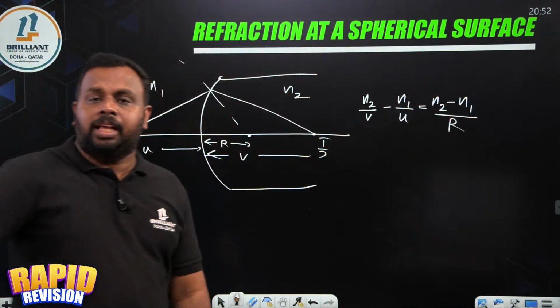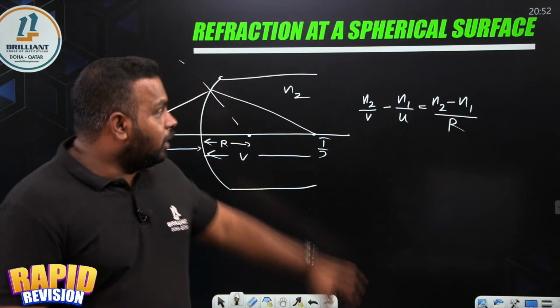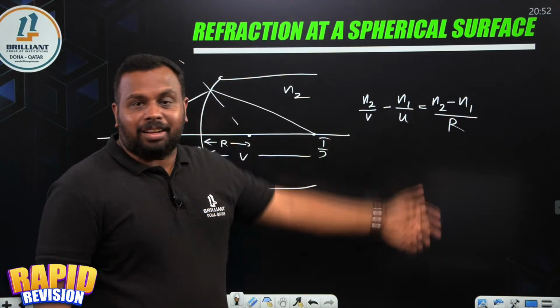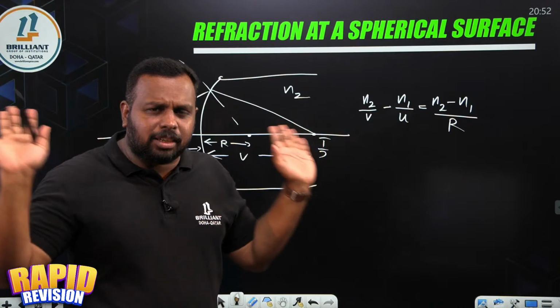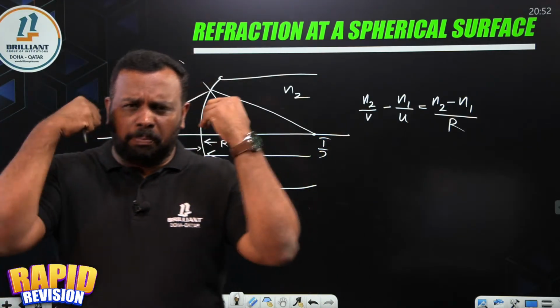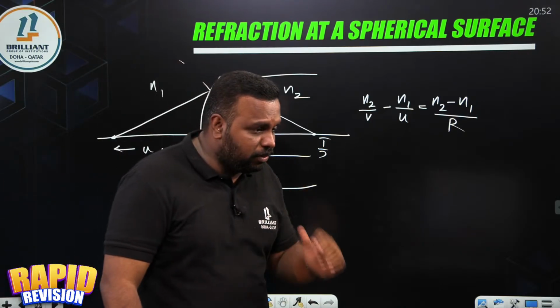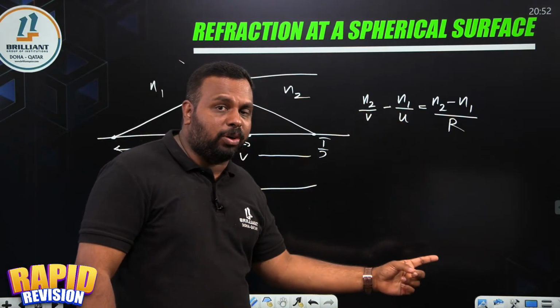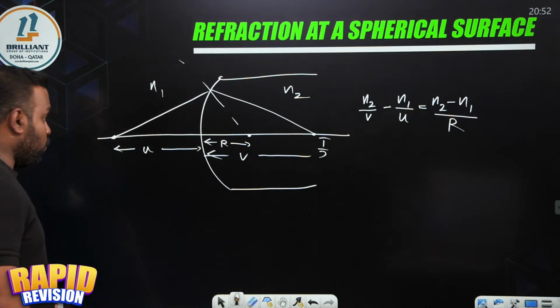This is the relation between U, V, R, N1 and N2. A direct question may come, so please study the derivation. Learn the formula by heart. This formula is very, very important for our next topic.